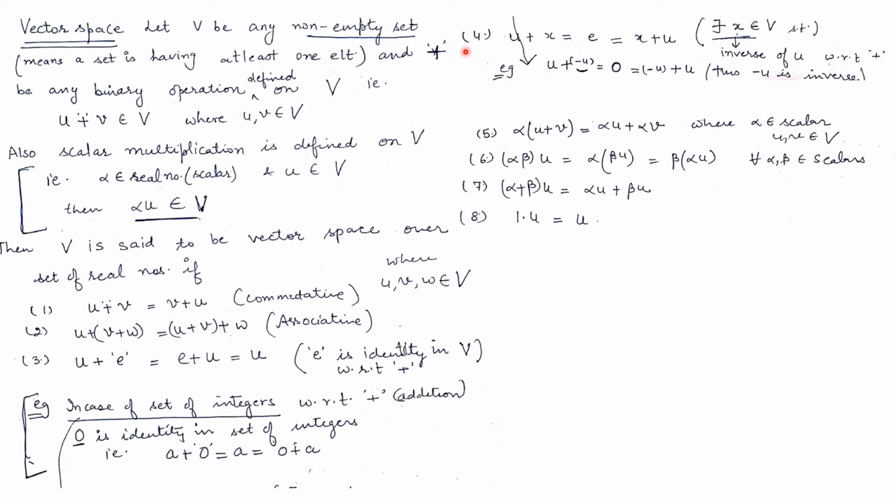Now the fourth property, existence of inverse. Now what do you mean by inverse? Now just see what is inverse. u is any member of V.